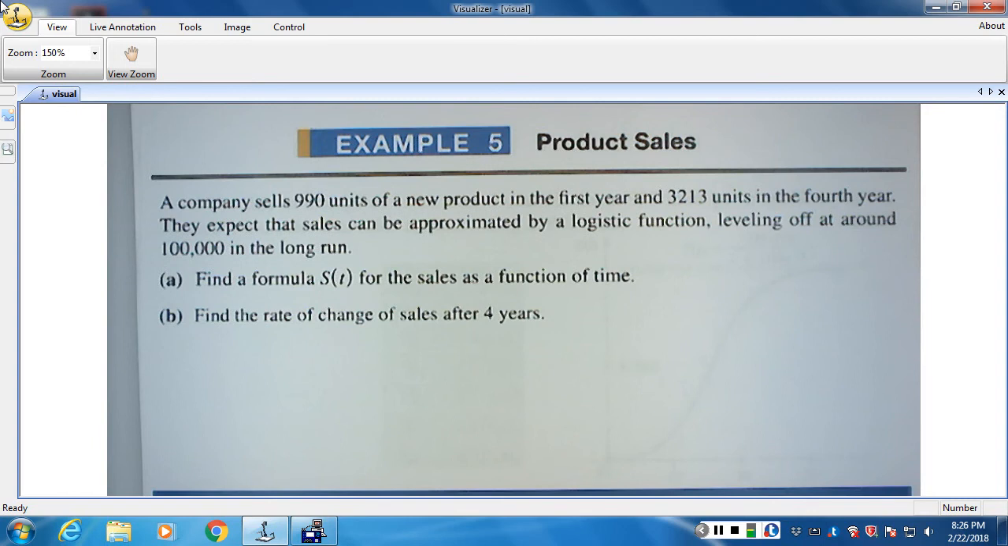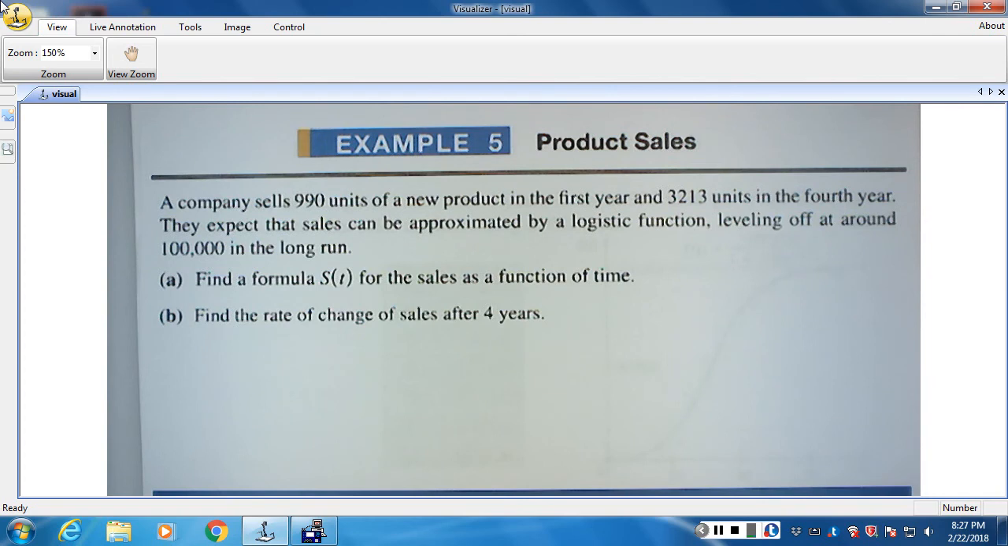A company sells 990 units of a new product in their first year. But in their 4th year, they sold 3,213 of that product. The product apparently was well-liked, and it caught on, and sales increased. They expect that sales can be approximated by a logistic function because they're smart. They realize that their sales are not going to increase exponentially forever. They realize that they're going to saturate the market at some point. So they expect their sales can be approximated by a logistic function, and that they're going to level off at around 100,000 in the long run.